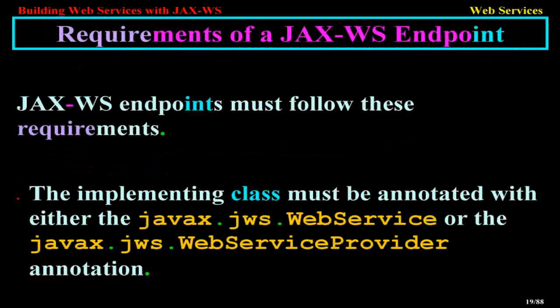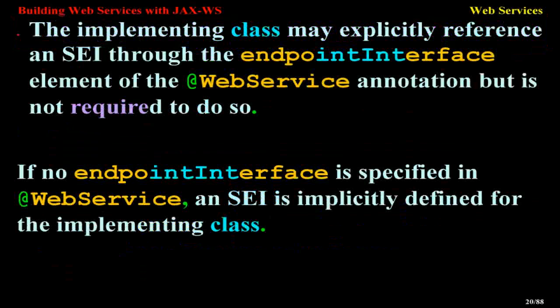Requirements of a JAX-WS endpoint. JAX-WS endpoints must follow these requirements. The implementing class must be annotated with either the javax.jws.WebService or the javax.jws.WebServiceProvider annotation. The implementing class may explicitly reference an SEI through the endpointInterface element of the WebService annotation but is not required to do so. If no endpointInterface is specified in WebService, an SEI is implicitly defined for the implementing class.